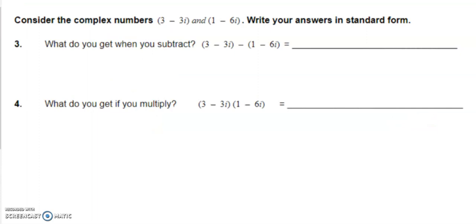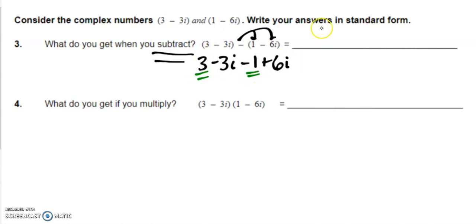Consider these two complex numbers. What do you get when you subtract? Well, to subtract, I first need to distribute this negative sign. So 3 minus 3i minus 1 plus 6i. I'm going to combine my real parts, 3 minus 1, which is 2. I'm going to combine my imaginary parts, -3 plus 6i is 3i.